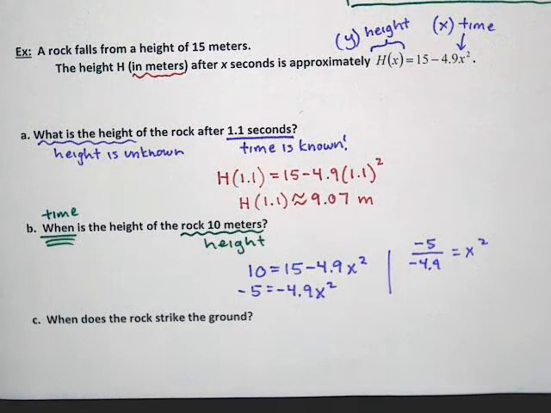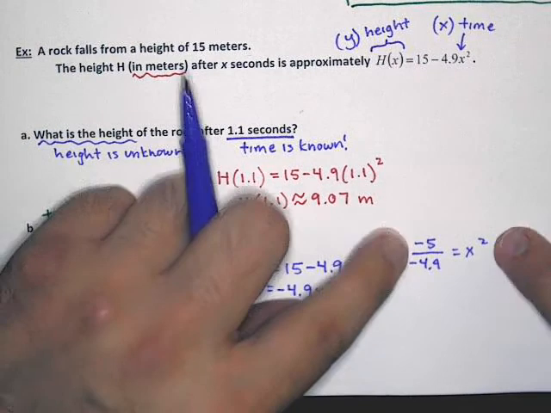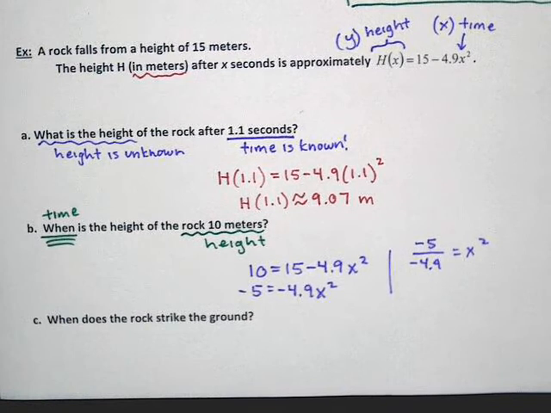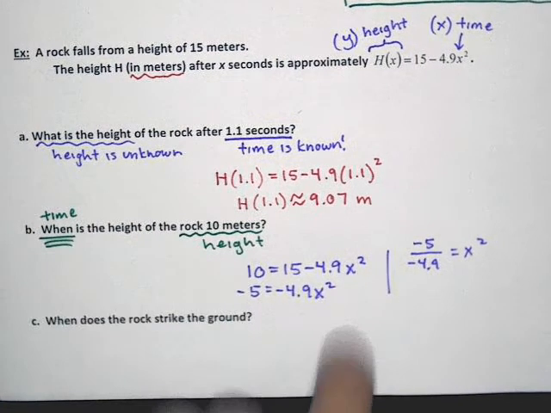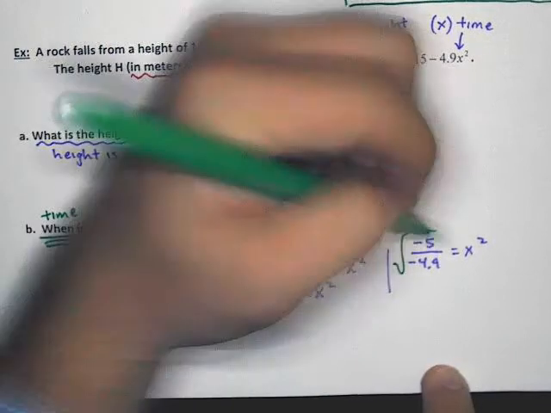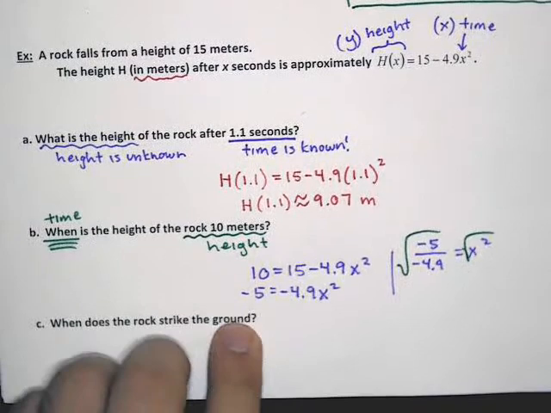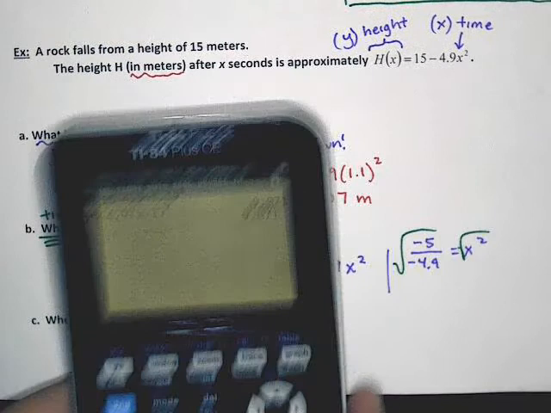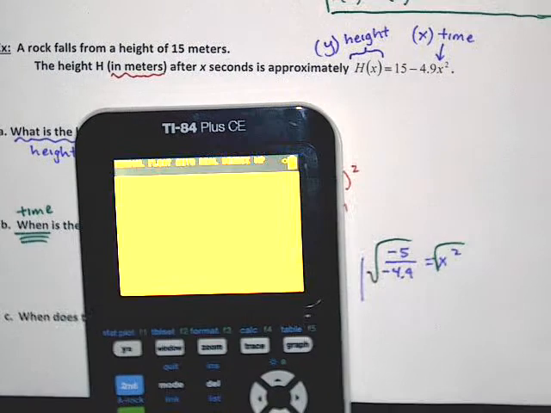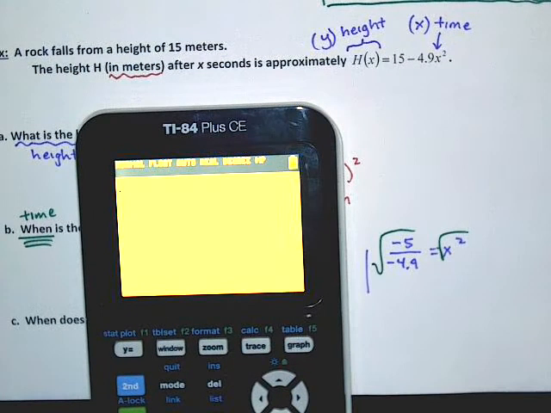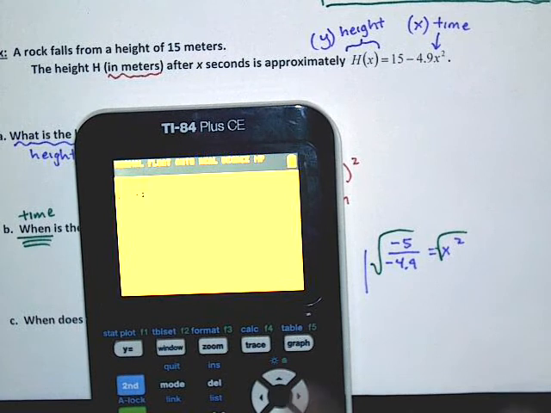At this point, you can show me whatever work you want. If I see this, I'll know that you're on the right track. You honestly could plug this right into the calculator the way it's written. Or actually, let me square root first. I want to square root both sides. You can do square root, fraction, negative 5 over negative 4.9, hit enter, and there is the answer that we want.